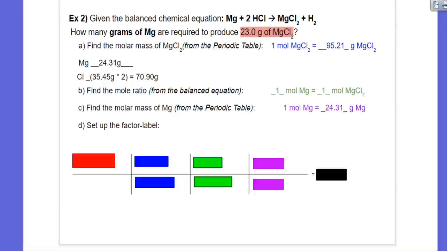Part B asks you to find the molar ratio from the balanced equation. Well, there's no coefficient written in front of the Mg, so that means I have 1 mole of magnesium, equal to, I have no coefficient written in front of my MgCl2, so 1 mole of my MgCl2. And the last step before I can start with my factor label grid is finding my last molar mass of my asked for substance. 1 mole of magnesium is still 24.31 grams that you found earlier.